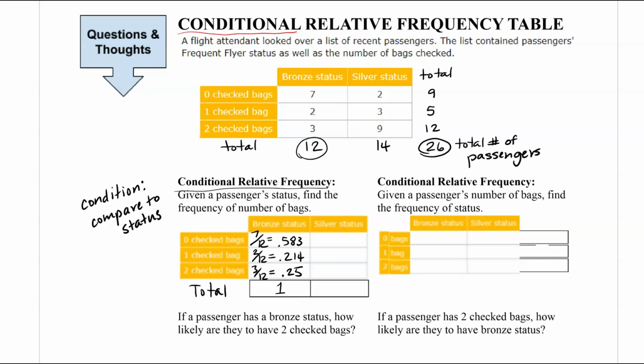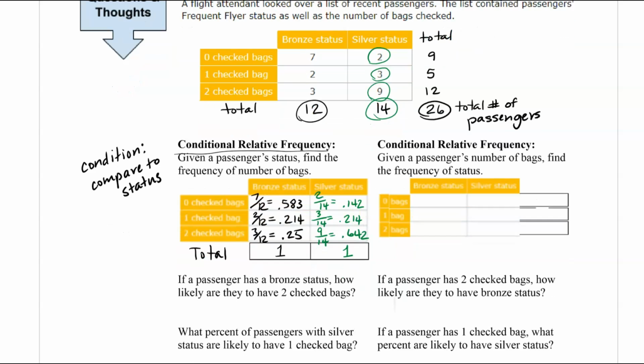So for 0 checked bags, we have 2 compared to the total for the silver status, which is 14. 1 checked bag is 3 compared to the total for that status, which is 14. And then 2 checked bags is 9 compared to the total of 14. If we add those fractions, we get 14 over 14, which simplifies to 1. Now we just want to use the calculator to give us the decimal approximations for that. Now we can answer the questions below.